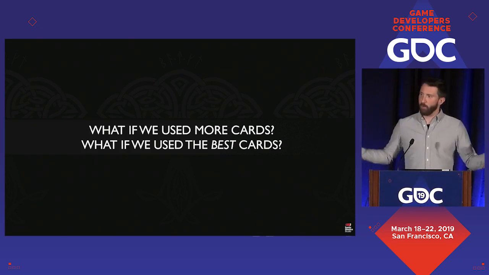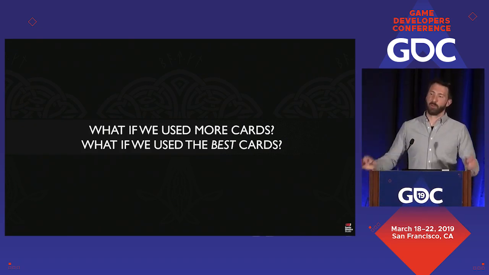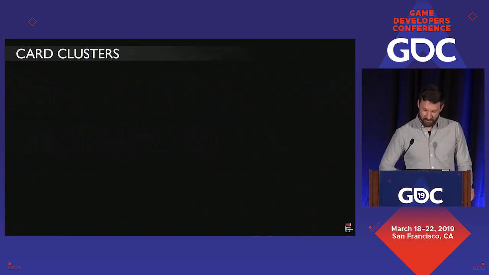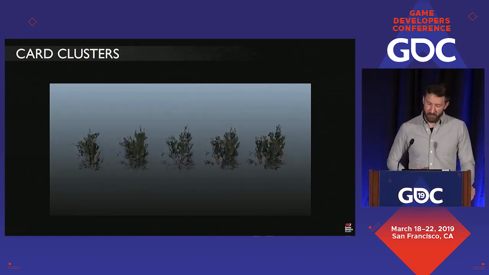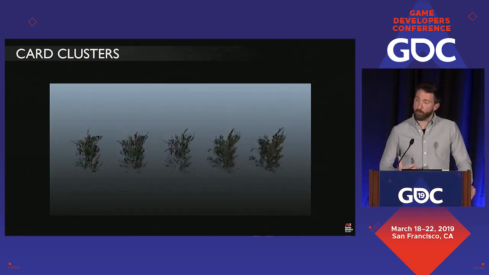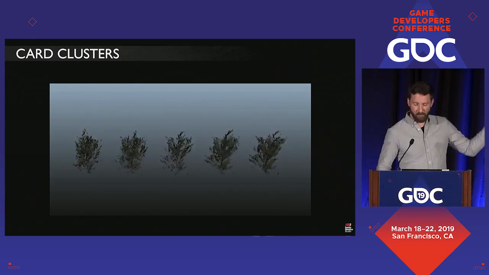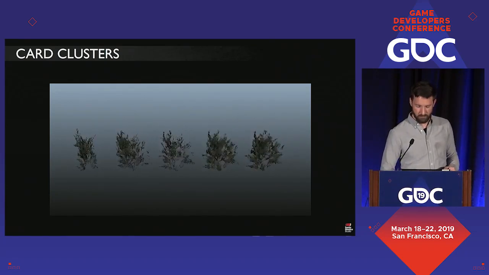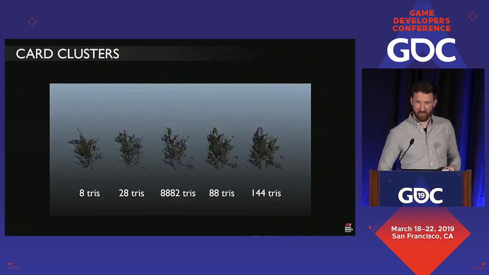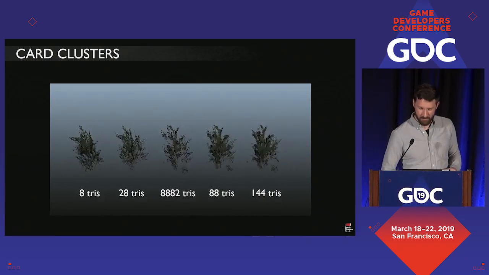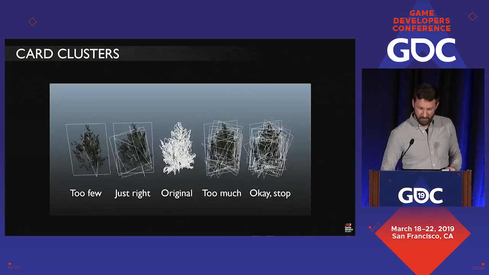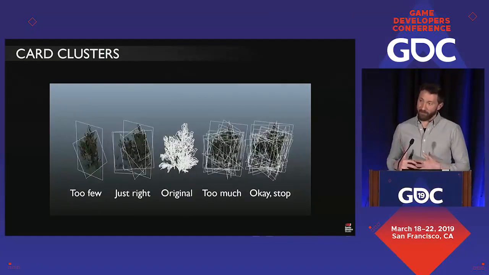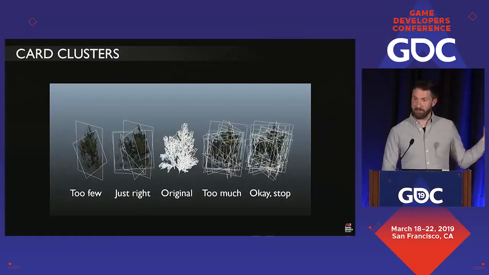Hey, what if we use more cards? And what if those were the best cards? For volume-filling geometry like leafy vegetation, the results are pretty good. One of these 5 models is the source mesh. Can you guys guess which one? How about now? So there's definitely a quality versus performance sweet spot. You don't want to get yourself carried away.